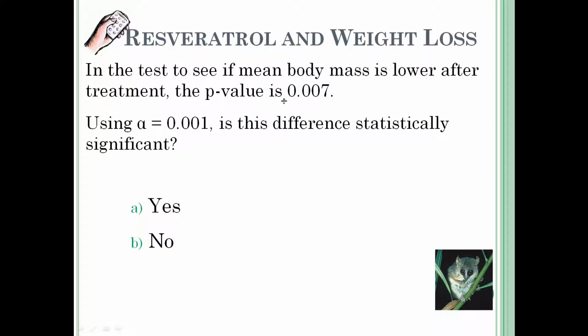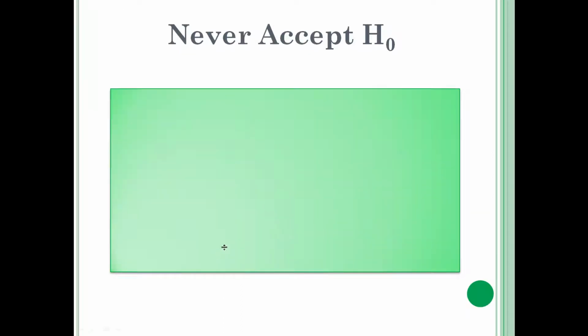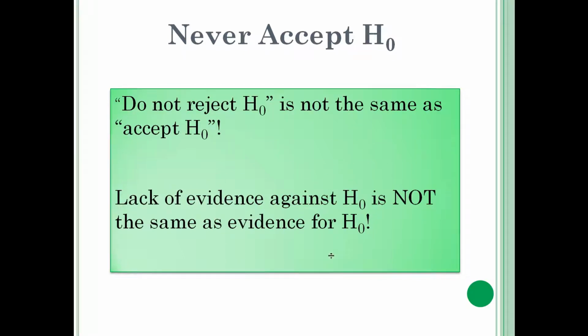Here's another case. Let's say we had a p-value equals 0.007 and alpha was 0.01. In this case, would you say this is statistically significant? So again, statistically significant means the p-value is less than alpha, and in this case, p-value is larger than alpha. So these results are not statistically significant. Just a reminder, we never accept the null. We never. When we don't reject the null, we simply say that our results are inconclusive.